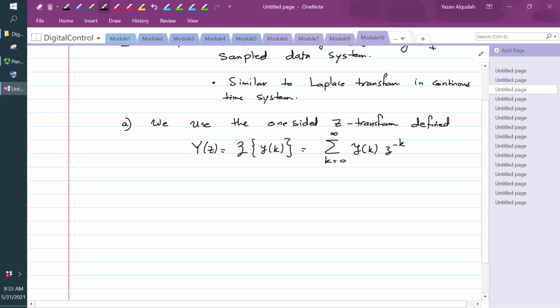Why do we call it one-sided Z transform? Because we start with k equal to 0. So the Z transform only takes y of k when k is greater or equal to 0 when we're calculating Y of z. Unlike the two-sided Z transform, where we have the summation from negative infinity to infinity, in the one-sided Z transform we start the summation from k equal to 0. So this is equivalent if I take the signal, multiply it by u of k, and calculate the two-sided Z transform, I'm going to get the same results.